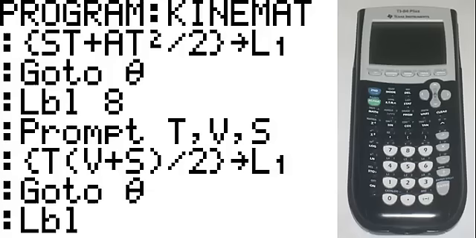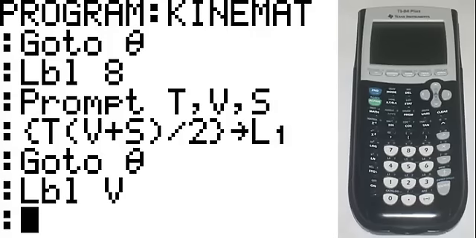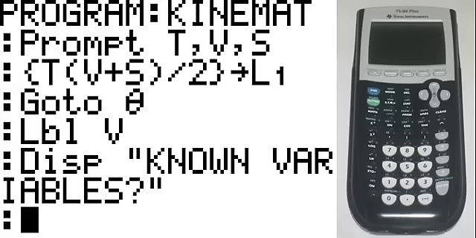Welcome to part 2 of how to program the kinematic equation into your TI-83 or TI-84 calculator. From before, you should have just entered Goto theta at the end of label Y. Once you're there, on the next line below that, you're going to put label V for the velocity section. On the next line, display known variables.